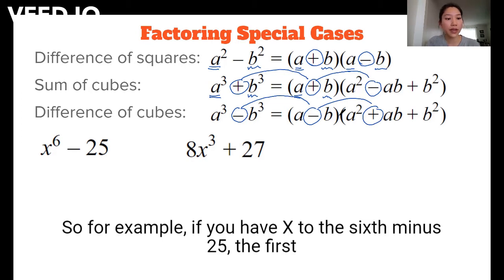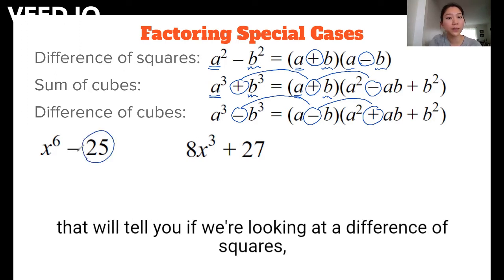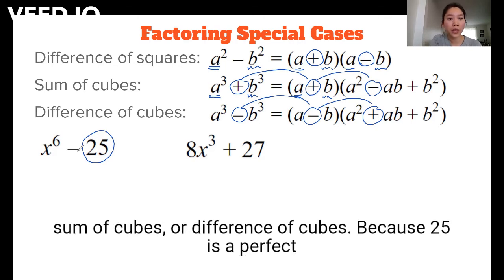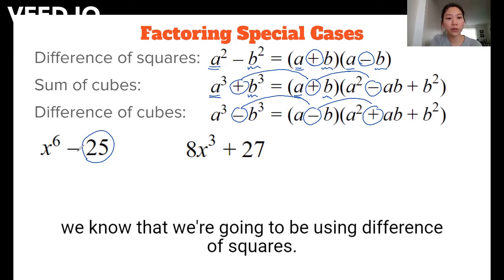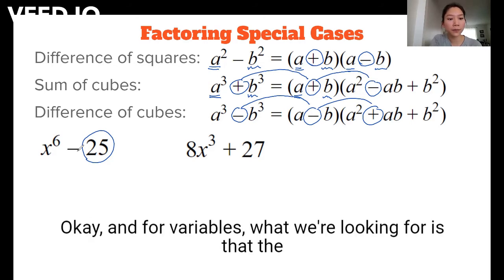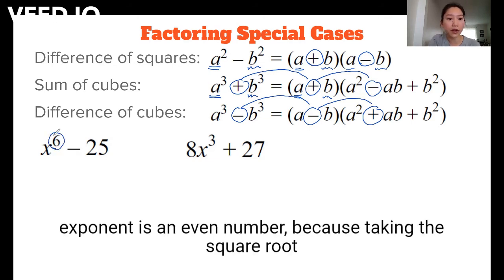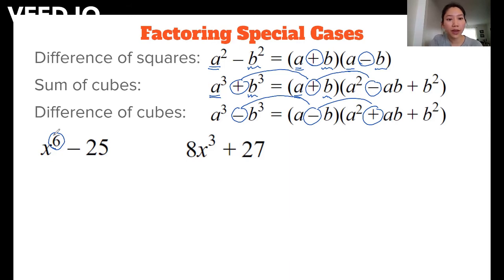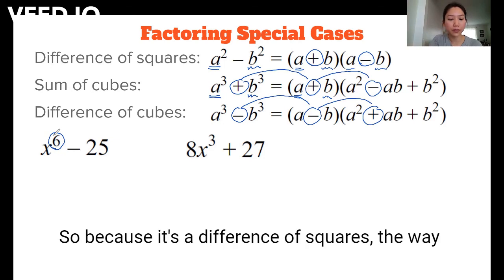So for example, if you have x to the 6 minus 25, the first thing you should notice is probably the number, the 25, because that'll tell you if we're looking at a difference of squares, sum of cubes, or difference of cubes. Because 25 is a perfect square, but it's not a perfect cube, we know that we're going to be using difference of squares. Okay, and for variables, what we're looking for is that the exponent is an even number, because taking the square root of a variable basically means dividing the exponent by 2.